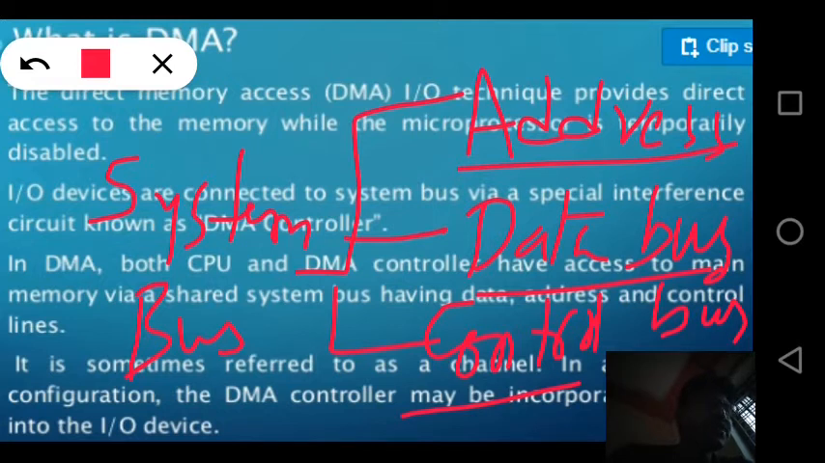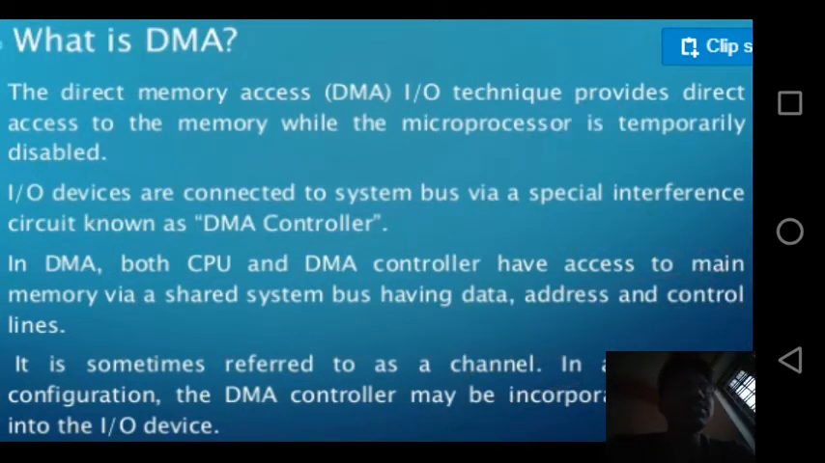Both the CPU and the DMA controller have access to the main memory via a shared system bus having data, address, and control lines. It is sometimes referred to as a channel. In an alternate configuration, the DMA controller may be incorporated directly into the IO devices. Of course, in some devices, the DMA controller can be placed in the IO device itself.